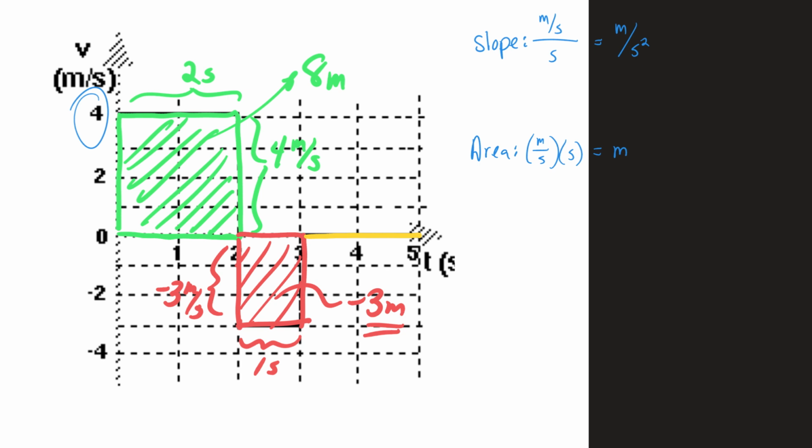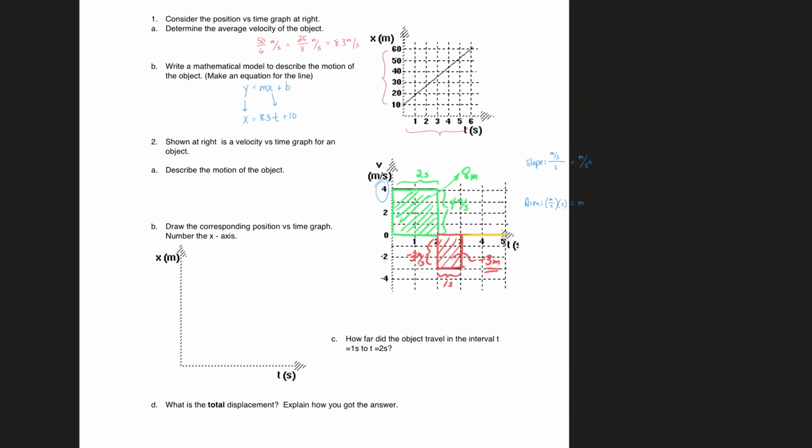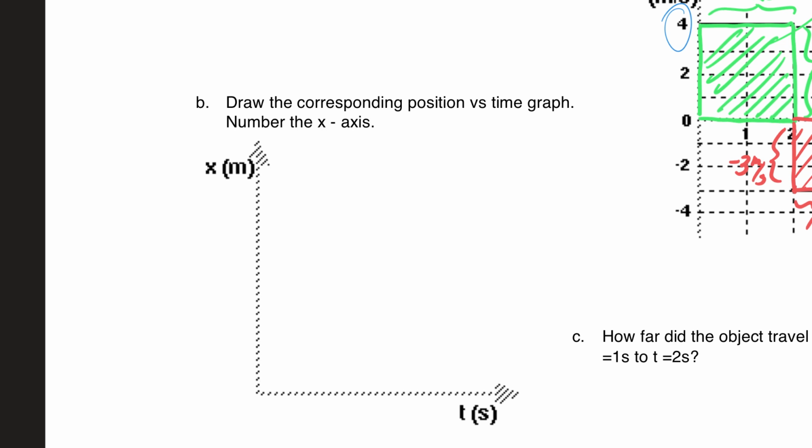How far away is it from where it started? Guys, you got this one? Walked forward 8, backwards 3. How far away from where it started? 5 meters. Displacement of 5, distance of 11. All right. I suspect you could do this graph now, because it went forwards, backwards, stayed in place. All righty.